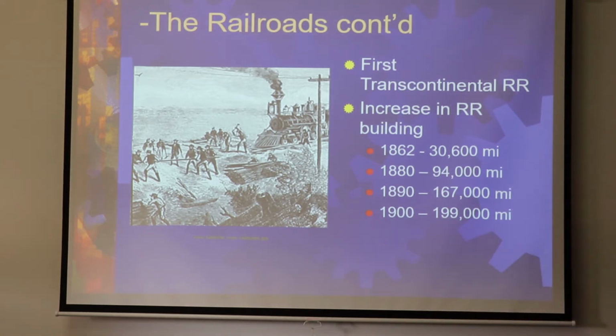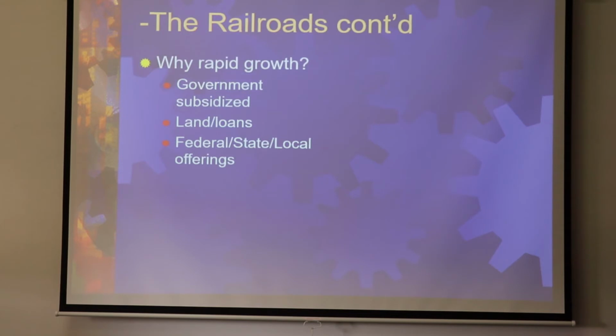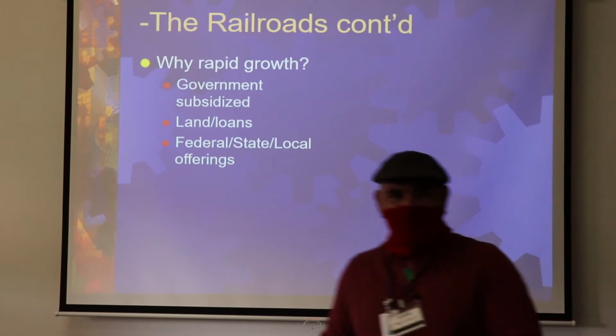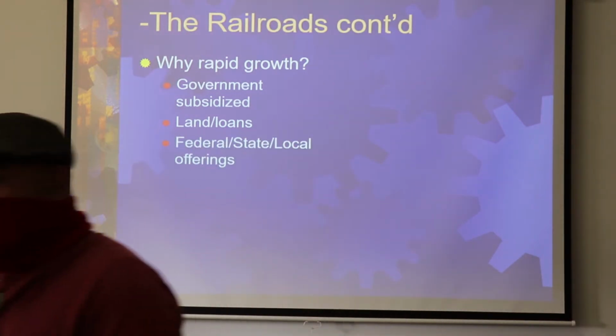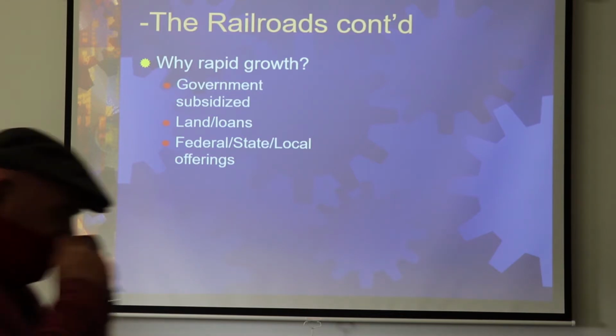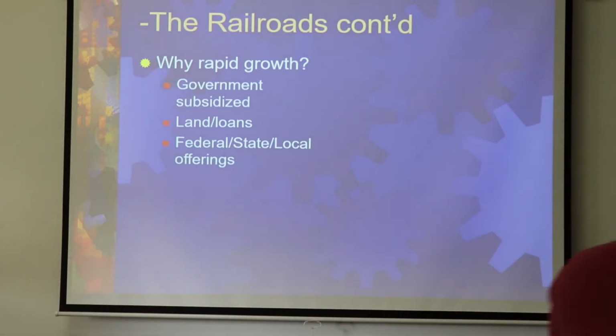Why are trains now going so wacky? Because, guys, they're getting government money. Stephen Douglas was the first guy that got this. Basically, the government is subsidizing the growth of the railroads. They're giving them land, they're giving them low-interest loans. And this isn't just the national government, but also the state and local governments.